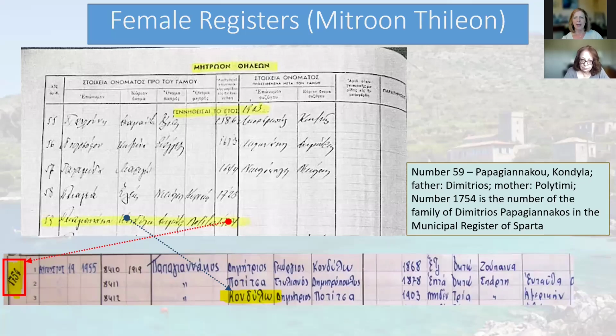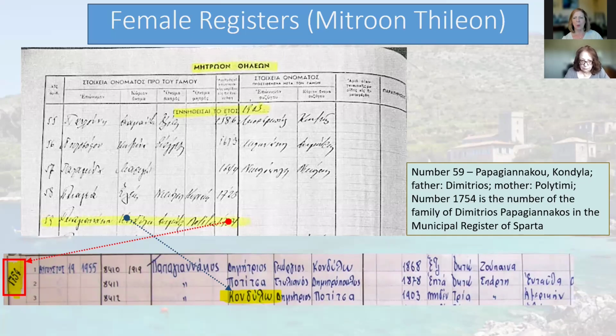Well, so much for men. What about women? Some municipalities have female registers known as mitrotheleon, but they are rare and difficult to find. They may be held by the Greek archive, GAC, or the municipal office. So why were these created?